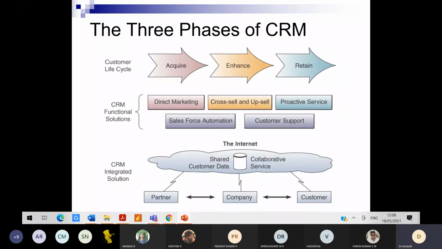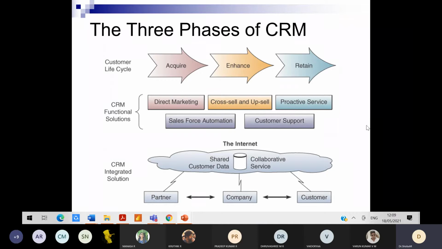So it could be acquire, enhance, and retain, which belongs to the customer life cycle, or it could be something associated with the CRM functional solution, that is direct marketing, cross and upselling, proactive service, Salesforce automation, and customer support. Whereas the CRM integrated solution scenario is something like what is given in the diagram.